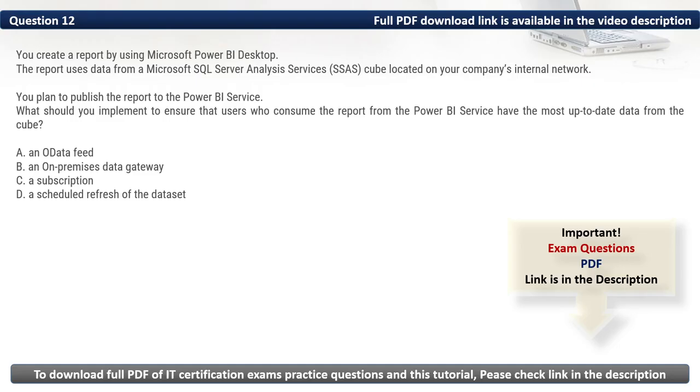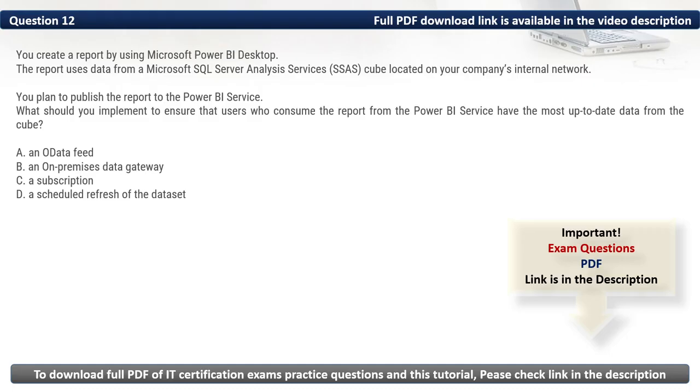Firstly, let's eliminate the incorrect options. We have A, an OData feed. OData feeds are used for web-based APIs, not for connecting to SSAS cubes. Then we have C, a subscription.